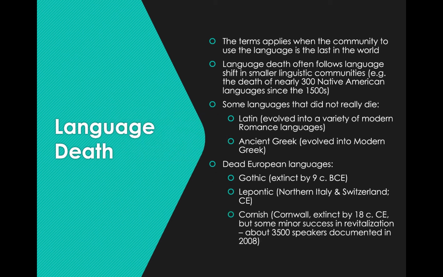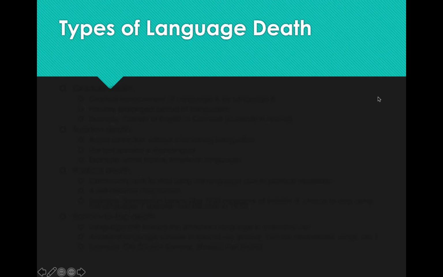Cornish became extinct when its last native speaker died in the 18th century, but it has had some minor success in revitalization. In 2008, approximately 3,500 speakers were documented. They vary in their levels of proficiency, but about 500 to 600 people claim Cornish as their main language, and some families are trying to raise their children using Cornish as their native language. As alluded to a few minutes ago, how a language dies varies from one historical and social situation to another.